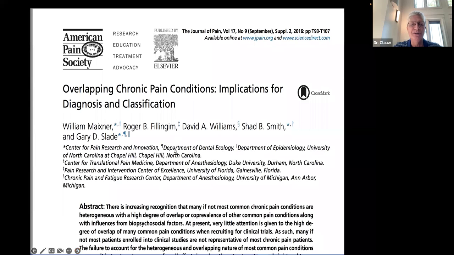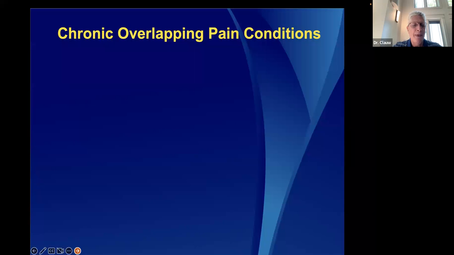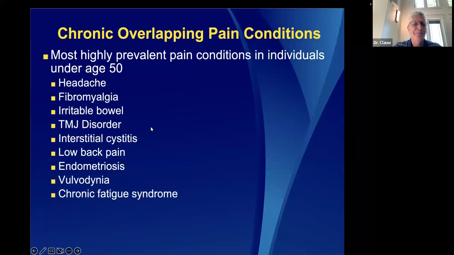Another new term that was introduced in the last couple of years is chronic overlapping pain conditions. And this was actually coined by the program officers at the National Institutes of Health because they were funding research in all of these different common pain conditions like headache and fibromyalgia, irritable bowel, interstitial cystitis, low back pain, endometriosis, and seeing that in almost all of these pain conditions, the mechanism that's front and center is nociplastic pain.